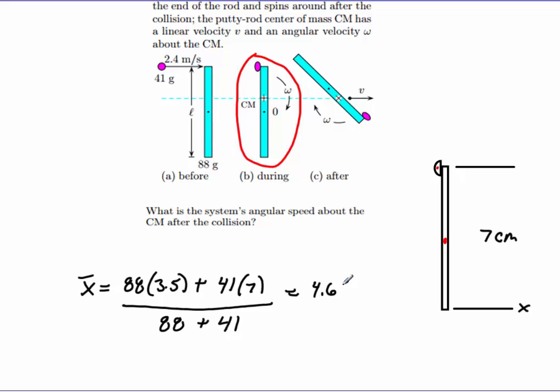So 4.61. That means the center of mass has shifted up from here to here, 1.11, right? Yes, gentlemen.